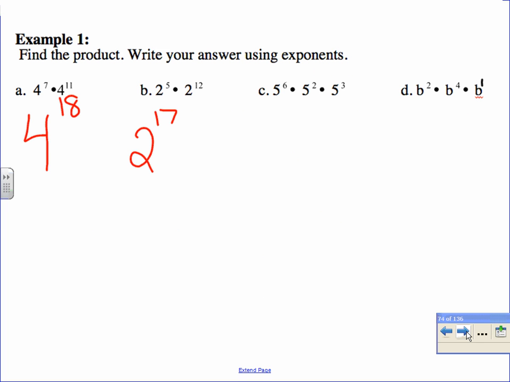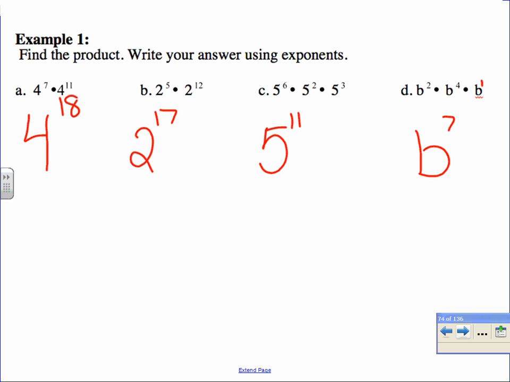Jeremy? Oh, I thought you had your hand up. Did you? Go ahead. Good. Letter C is 5 to the 11th. Rewrite the base. Don't change the value of the problem. Add the exponent. In letter C, you had 6 plus 2 plus 3, which is 11. Okay, letter D on yours, the last one is just a B. What's really above the B? Zach? Yeah, this is really B to the first power. That really has one B there. So you have to take 2 plus 4 plus 1. Zach, what's the answer there? Good, B to the 7th.